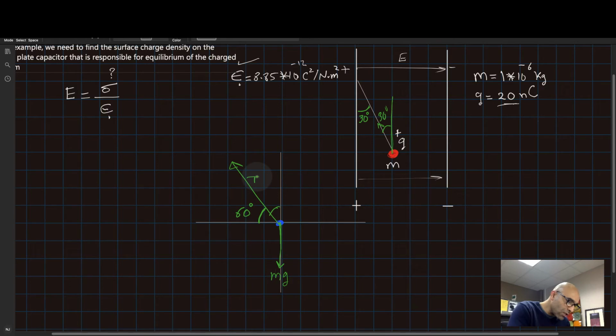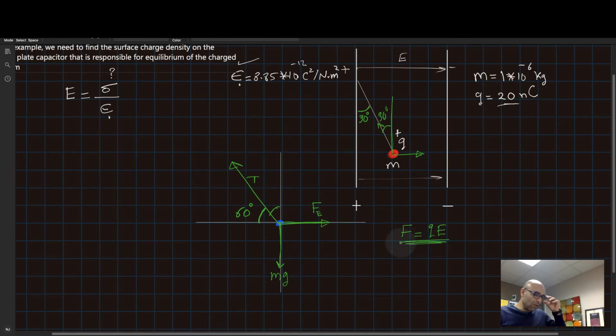Is there another force? Yes, you bet. The force of the electric field coming from the parallel plate capacitor acting on a charged object, and I'm going to put it like this. This is called F sub electric field. The force of the electric field in terms of the charge Q and the electric field is equal to Q times E.